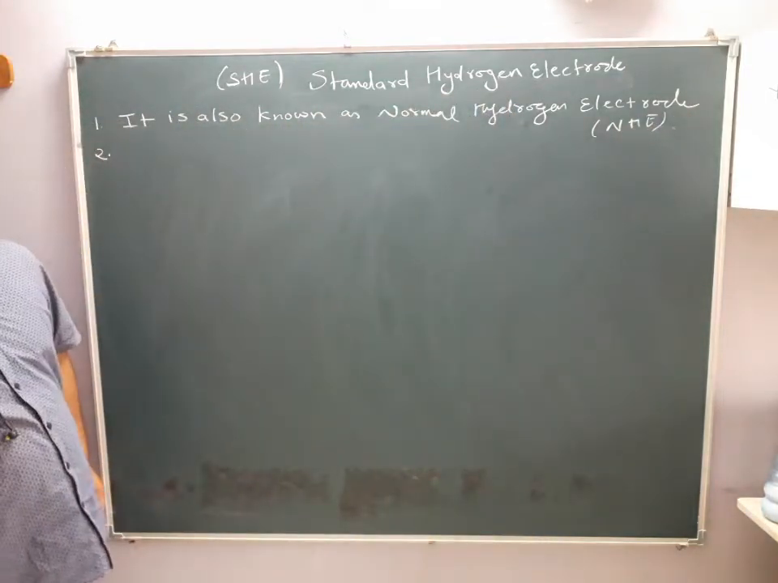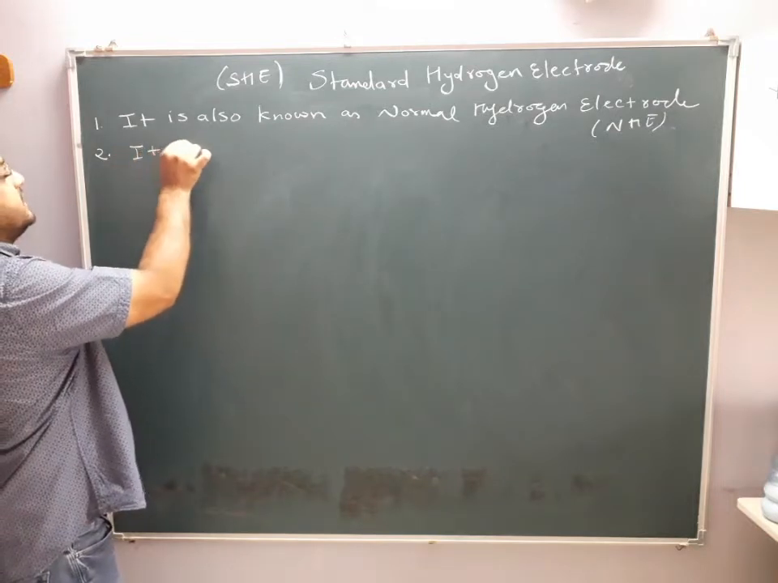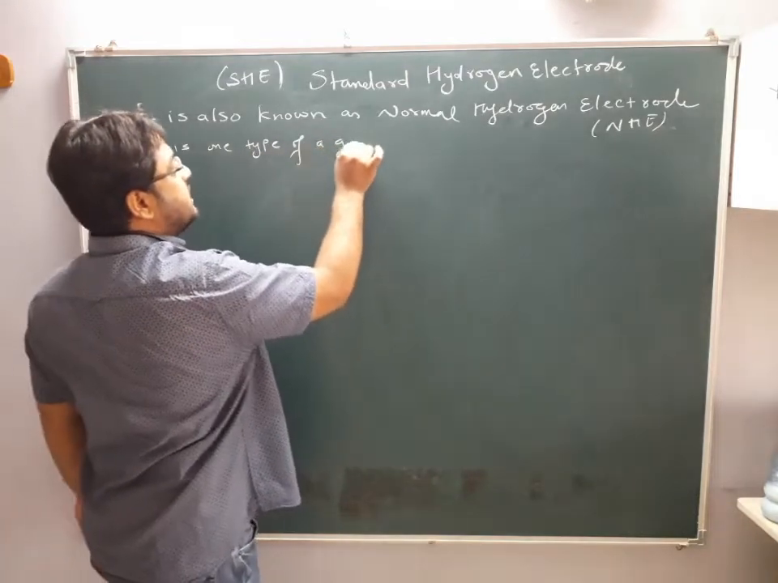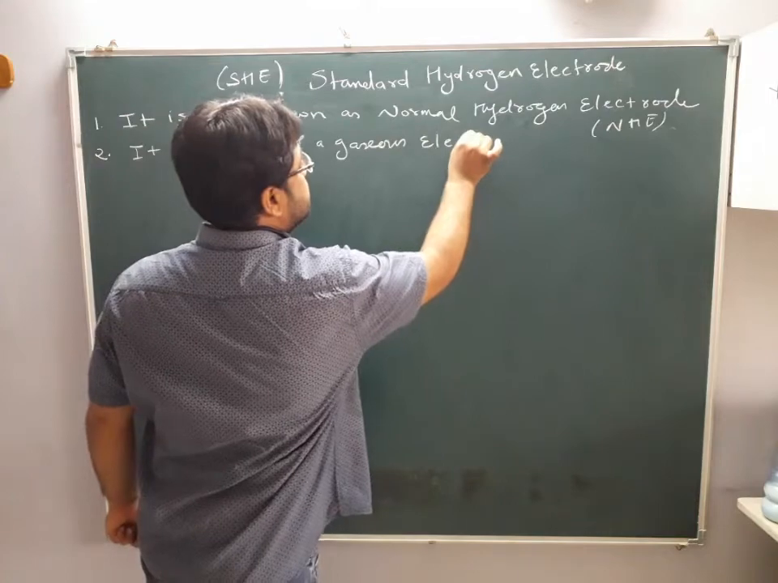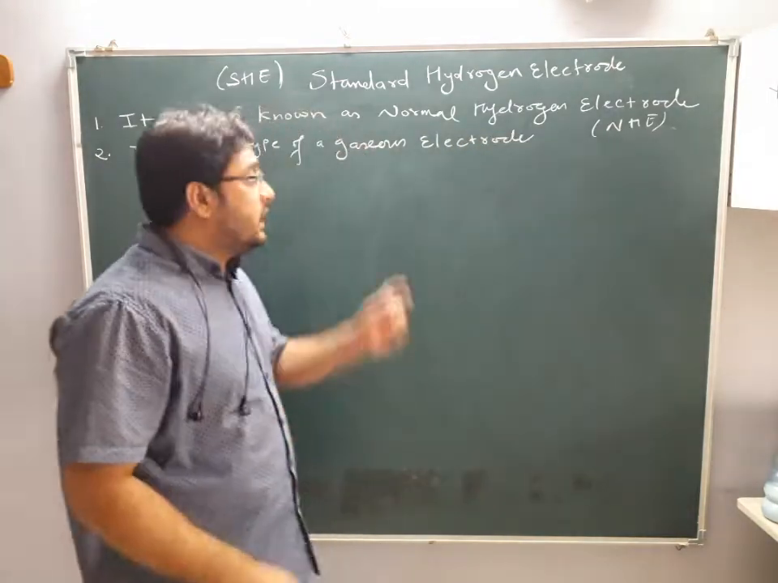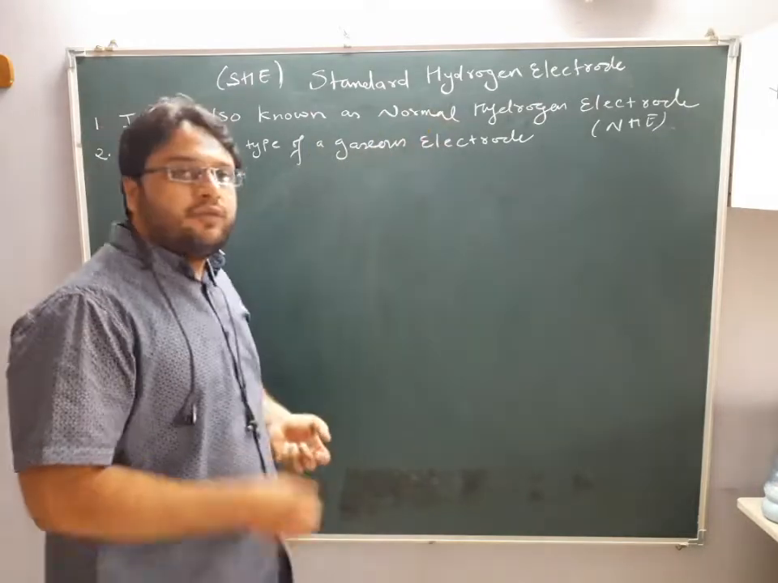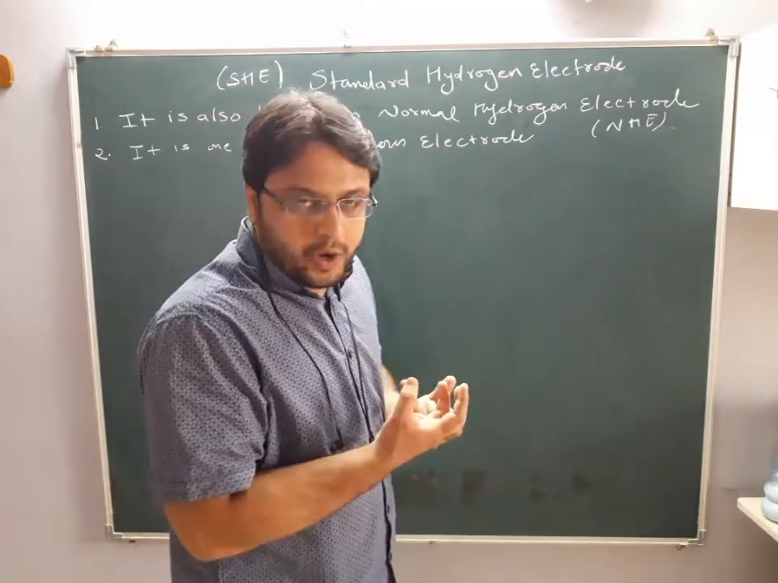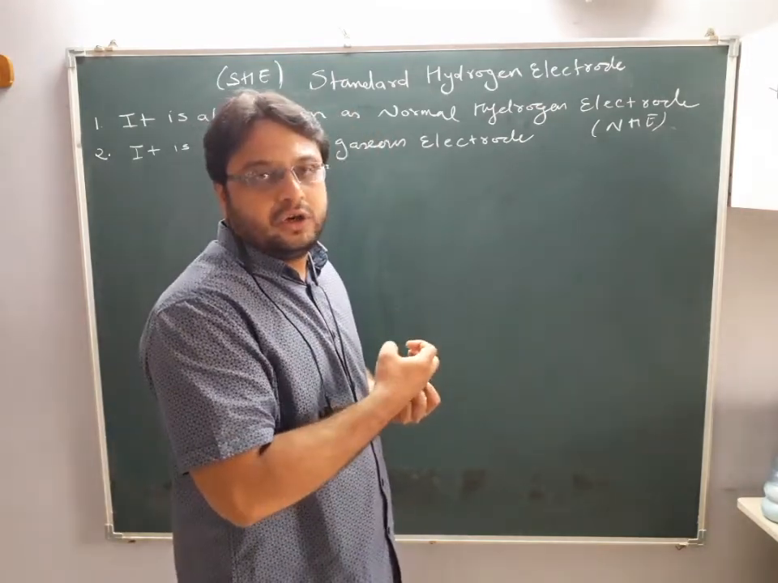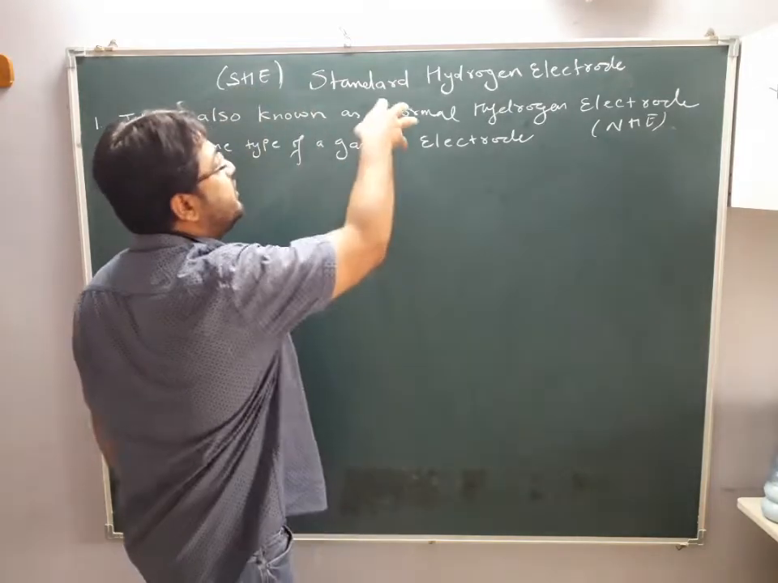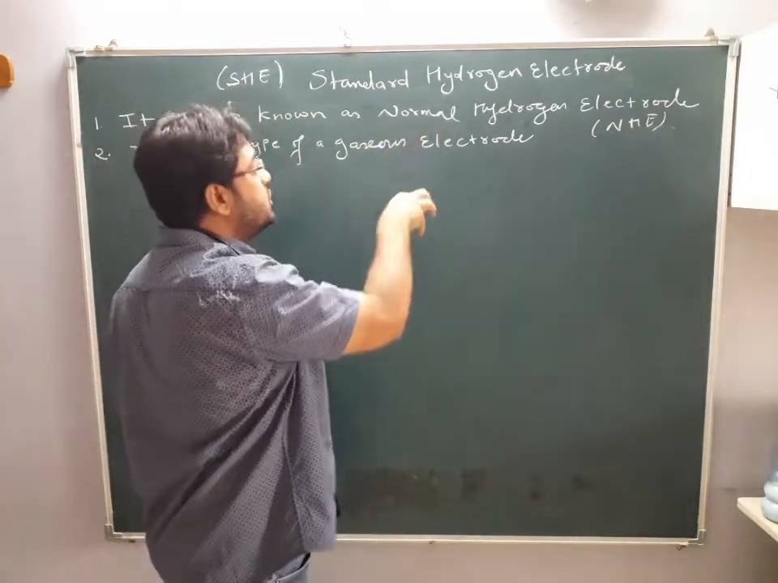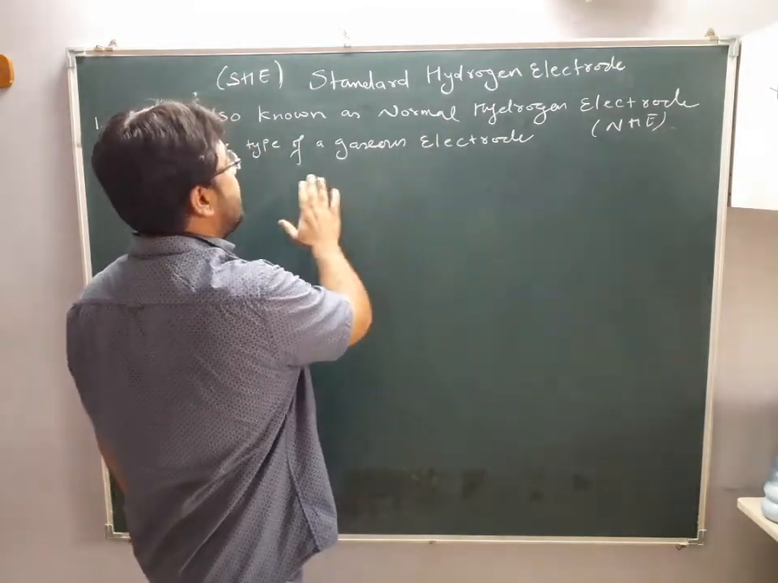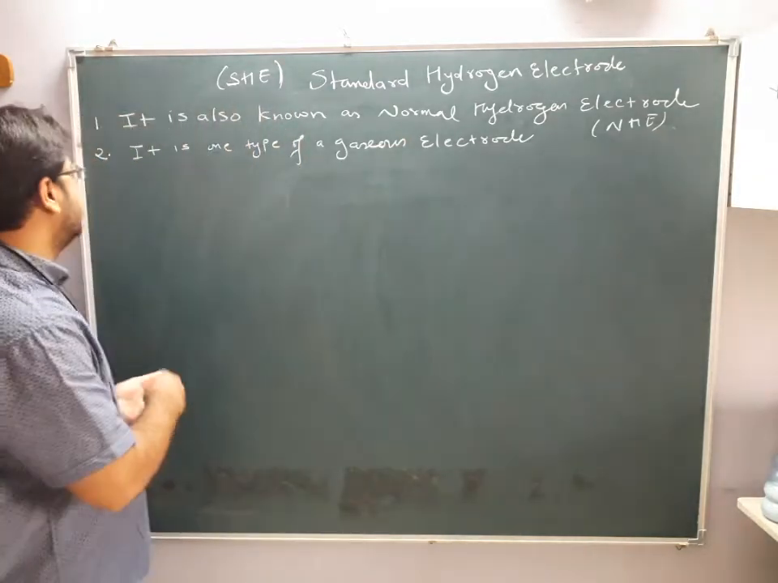Point number 2 says it is one type of gaseous electrode. As I told you, it is one type of gaseous electrode. It means here the hydrogen gas will act as an electrode. And what is the work of an electrode? Either it will act as an anode, meaning it undergoes oxidation, or it will undergo reduction at the cathode. Similarly here we will make hydrogen undergo either oxidation or reduction. That's why I am telling you this is one type of gaseous electrode.